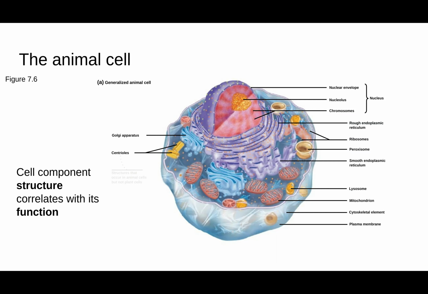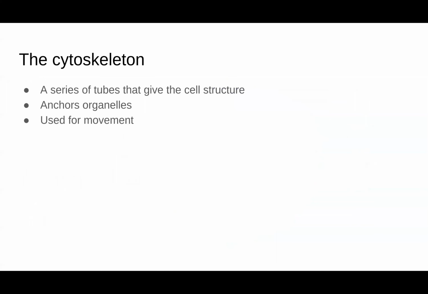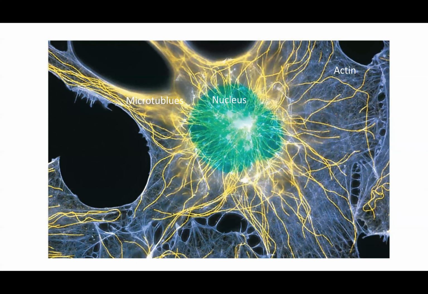And so to keep them anchored in the same spot, as you can see from this graphic cartoon here, they're anchored by what's called the cytoskeleton. And so the cytoskeleton is going to be our first topic of the day. And this is what a cytoskeleton looks like.